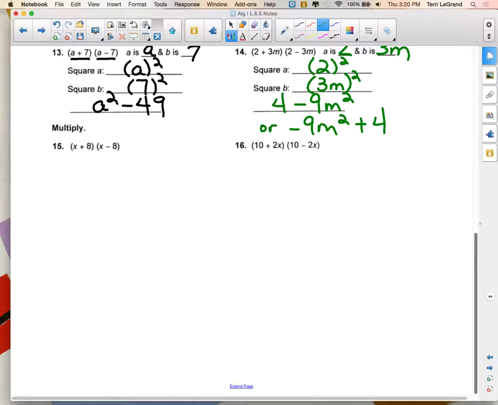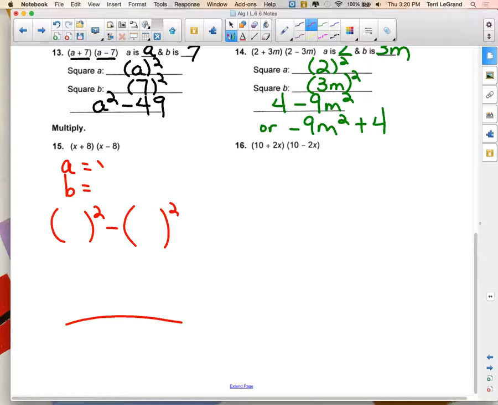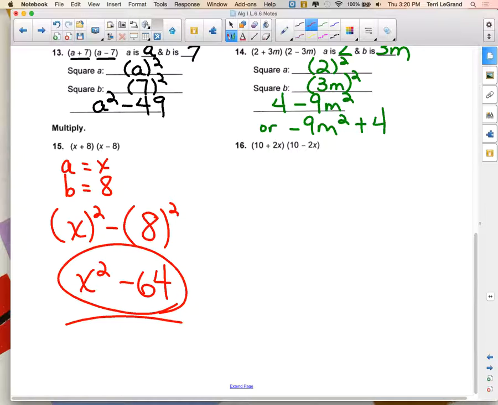Okay, minimum work to show for these. Here it is. A equals, b equals. What's going to get squared? Subtract from that what else is going to get squared, and then what's my final answer? Okay, what's our a? X. B is 8. X will get squared. 8 will get squared. Our final answer is? There we go. We got it. So painless.